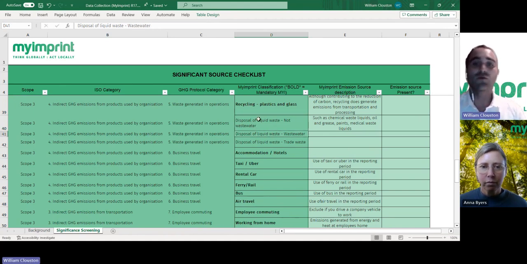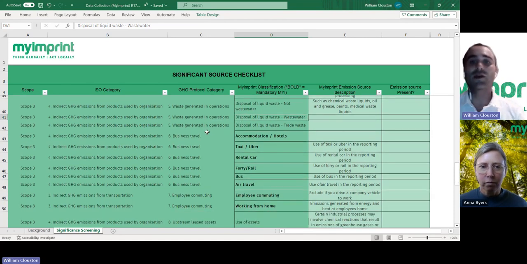Disposal of liquid waste, wastewater is reticulated. If you have reticulated water coming in and you're using, say, for example, the council system, you'll have wastewater. So then there's also trade waste, liquid waste from trades.